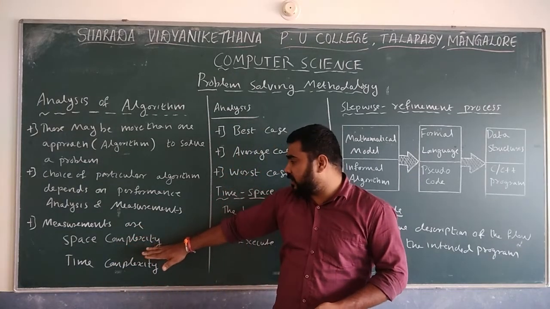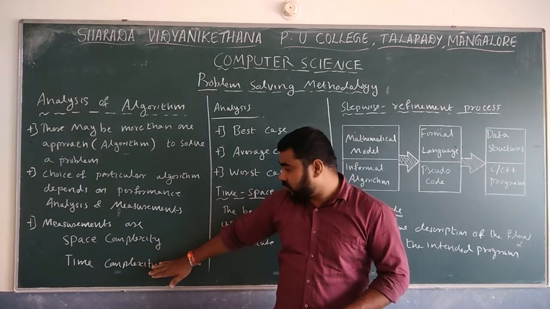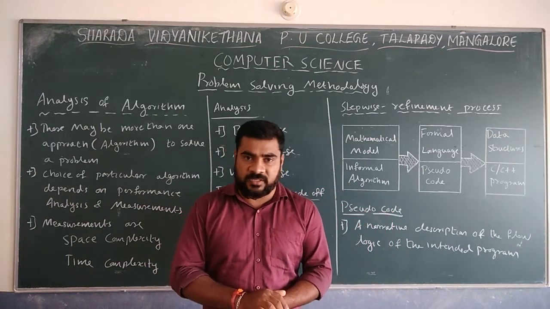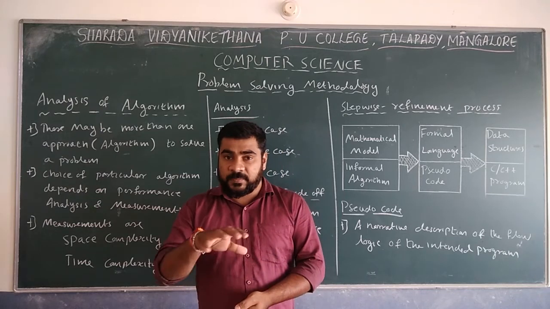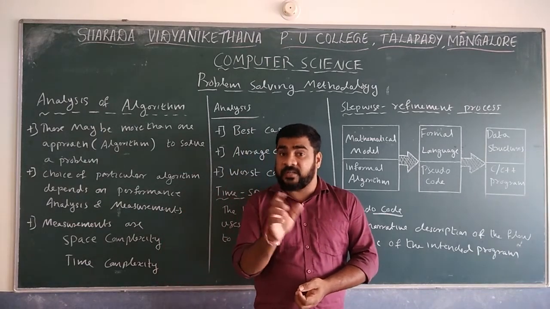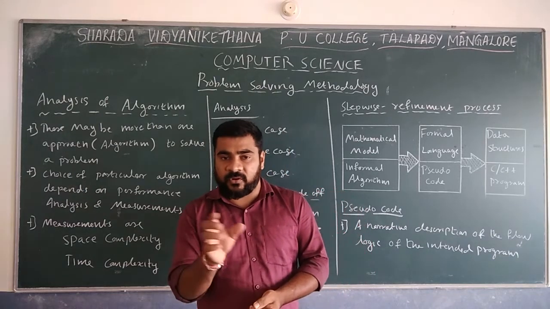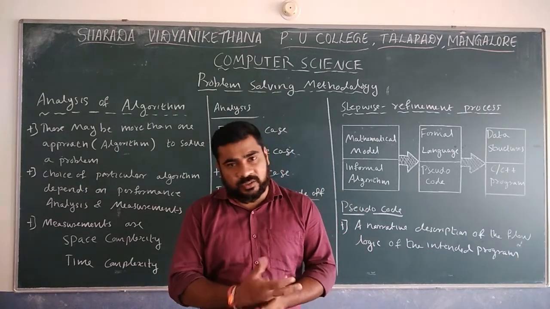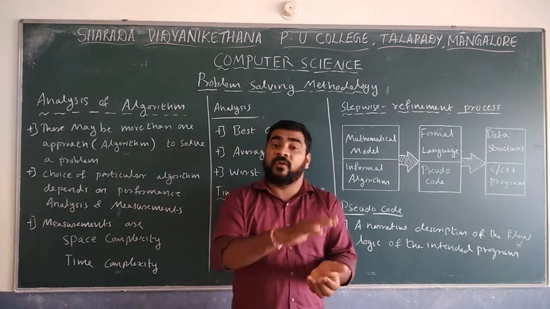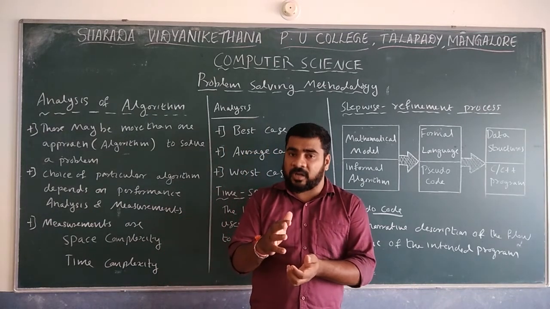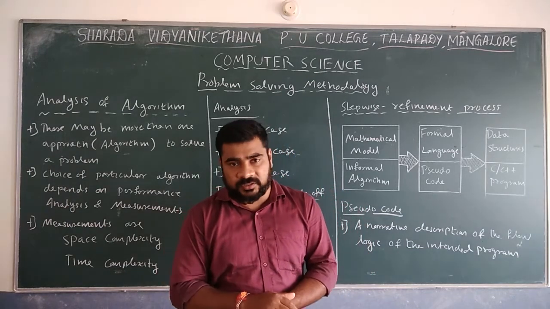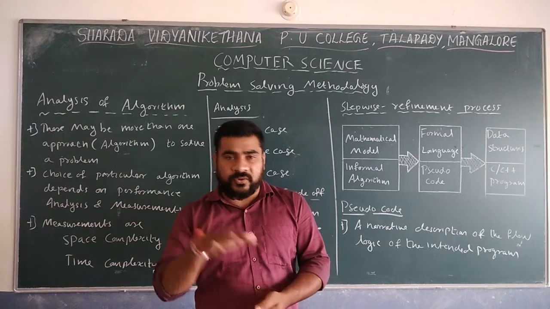There are different measurements. One is space complexity, one more is time complexity. What is space complexity and what is time complexity? Space complexity means how much space an algorithm uses. For example, if you develop an algorithm, after that we convert it into a program using a programming language, and after that we are going to execute it.